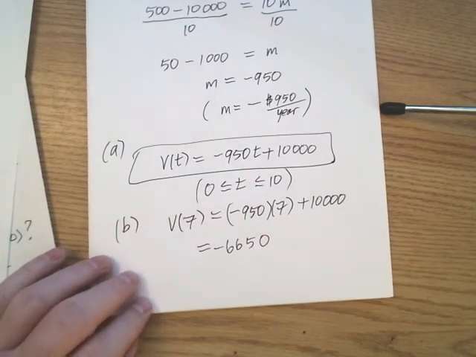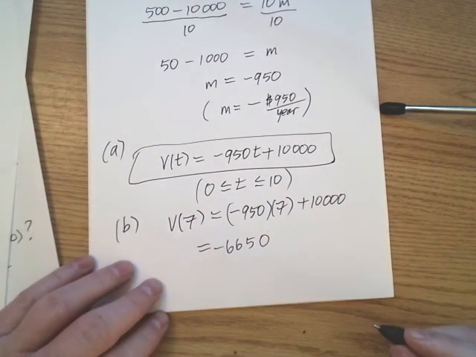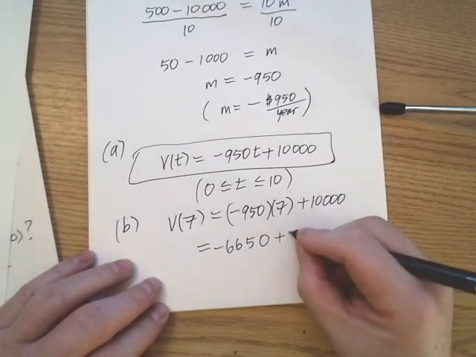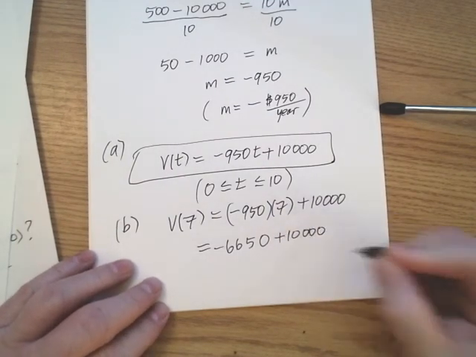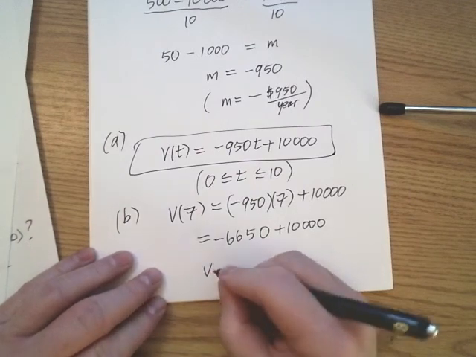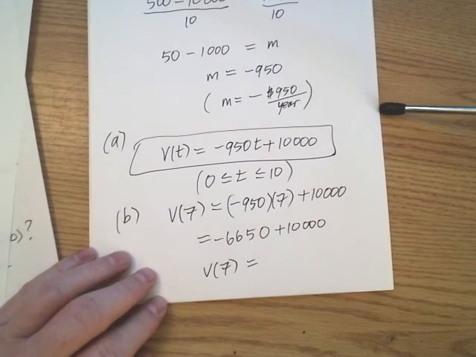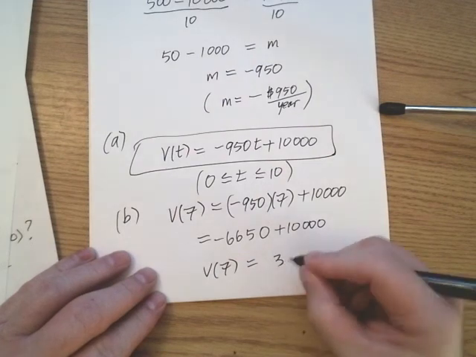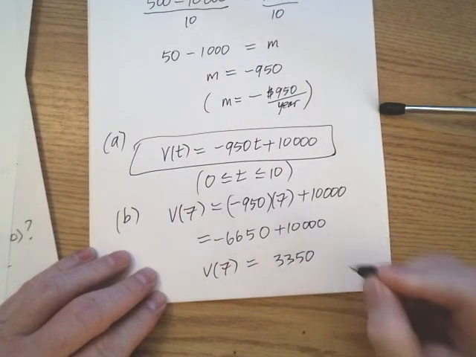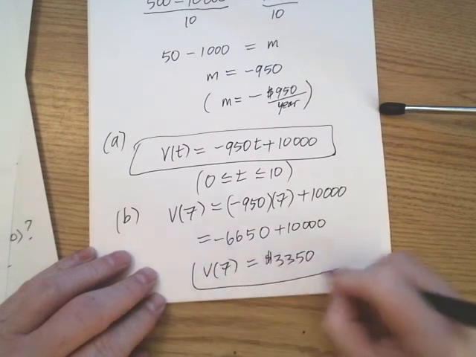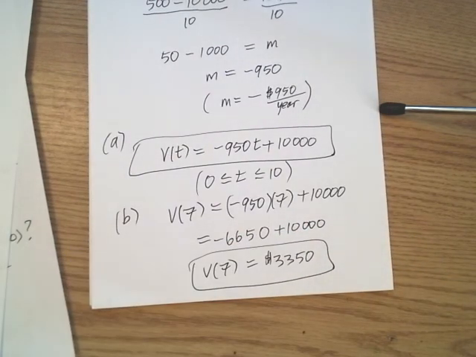63. With that carried 3, I've got 6650. Now that's negative, so what I'm doing is going 10,000 minus 6,650, and it looks like what? 3350. I'll put a dollar sign on the end there. That's the value after 7 years. Now that we've got the question like this answered, let's go ahead and look at some problems involving quadratic functions.